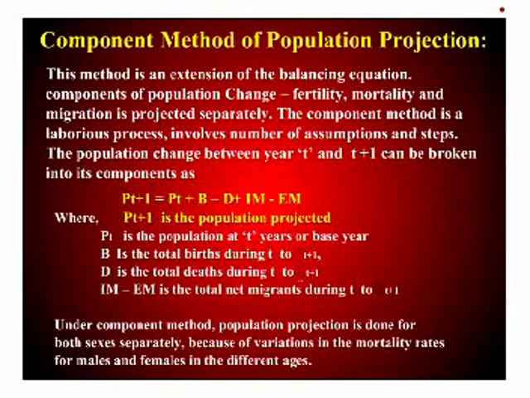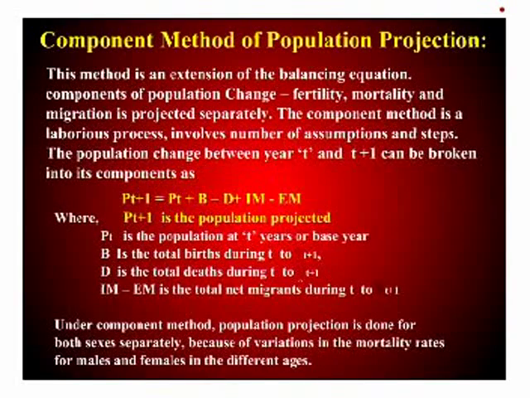Pt plus 1 equals Pt plus B minus D plus Im minus Em, where Pt plus 1 is the population projected or estimated, Pt is the population at t years or base year, B is the total births during the period t and t plus 1, D is the total deaths during the period t and t plus 1, Im minus Em is the total net migrants during the period t and t plus 1.